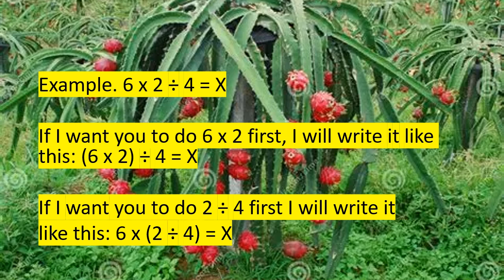So, for example, 6 times 2 divided by 4 equals x. If I want you to do 6 times 2 first, I will write it like this. Bracket 6 times 2, close bracket, divided by 4 equals x. If I want you to do 2 divided by 4 first, I will write it like this. 6 times bracket 2 divided by 4, close bracket, equals x.